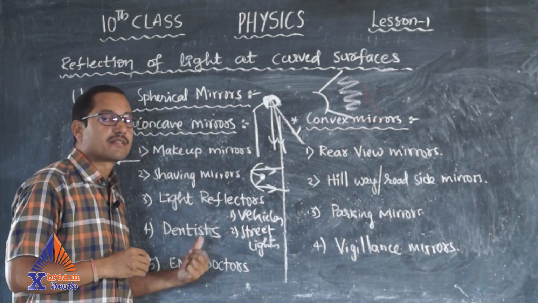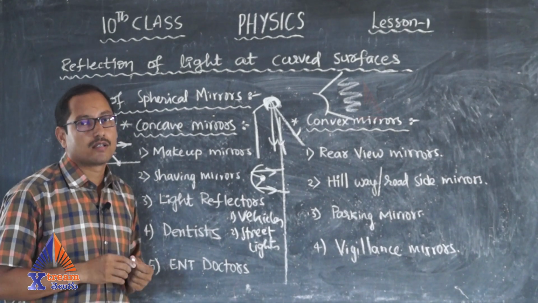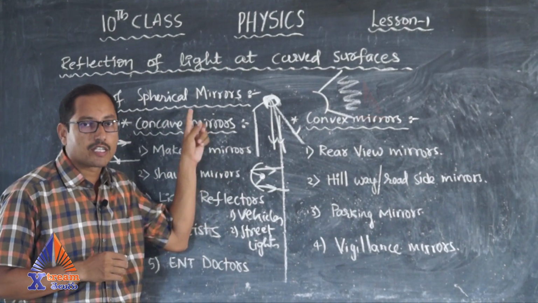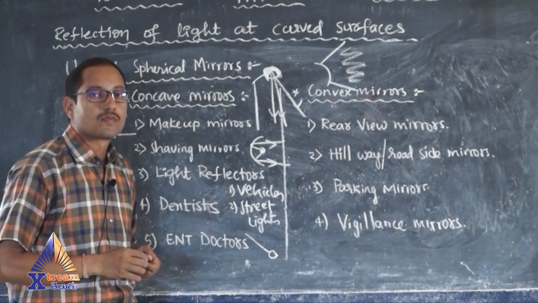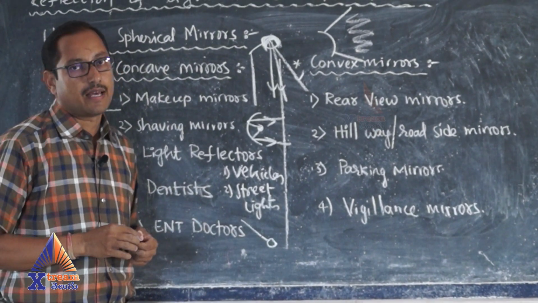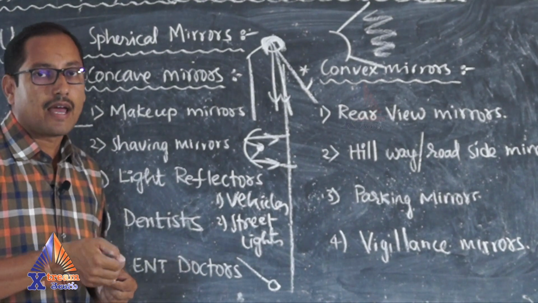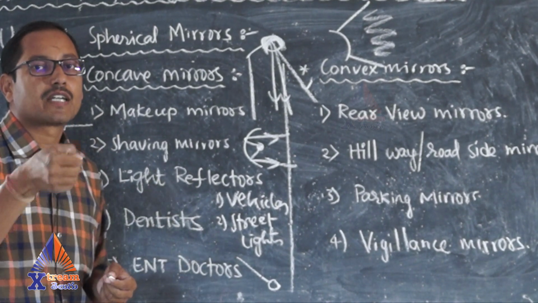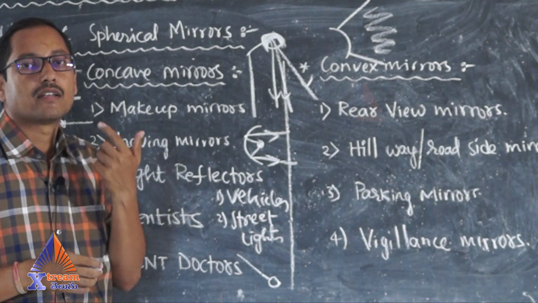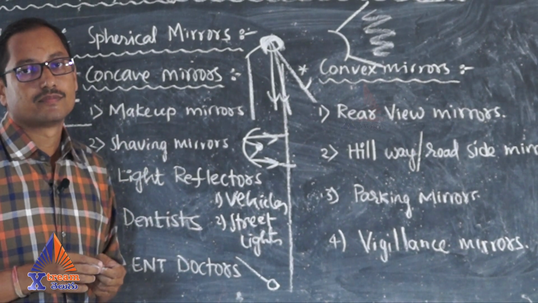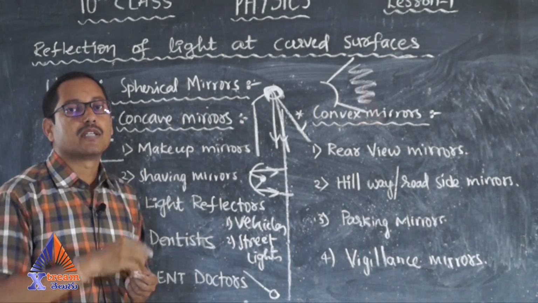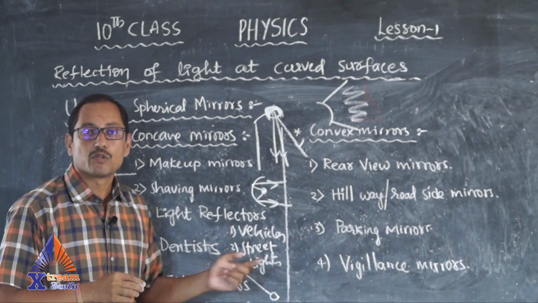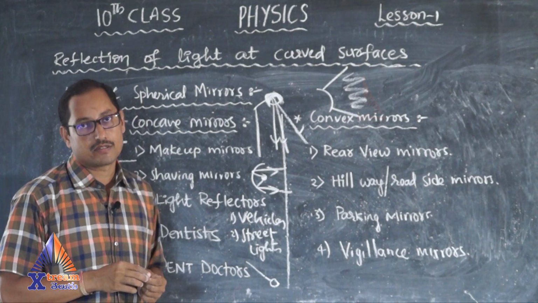Now, dentists will be having a special mirror, which is nothing but a concave mirror. They will be having a mirror attached to a handle. This handle-attached mirror will be kept inside the mouth to examine the fitness of the teeth. Especially the upper teeth can be observed by the dentist by using this concave mirror.